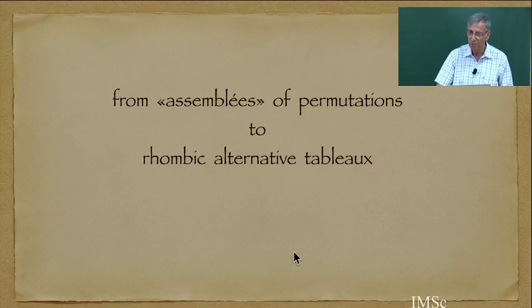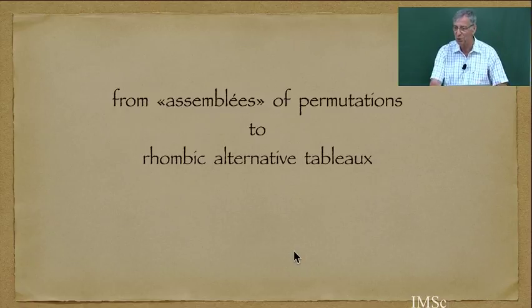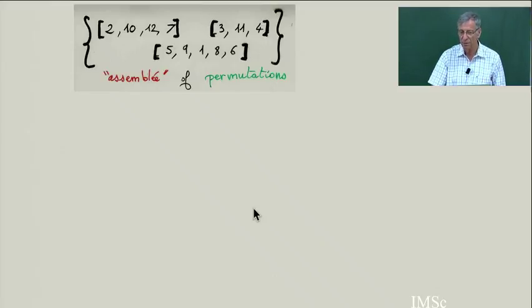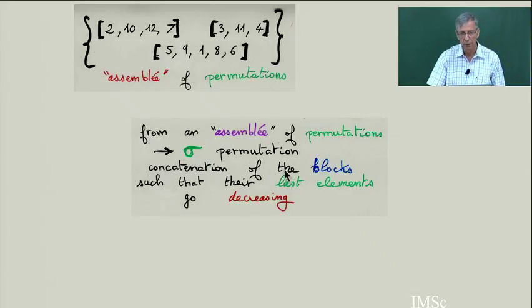So now I give an extension of the exchange fusion algorithm, from assemblies of permutations to rhombic alternative tableaux. So here is my example of an assembly, and I am going to go from an assembly of permutations to a permutation. A permutation is a concatenation of the blocks.